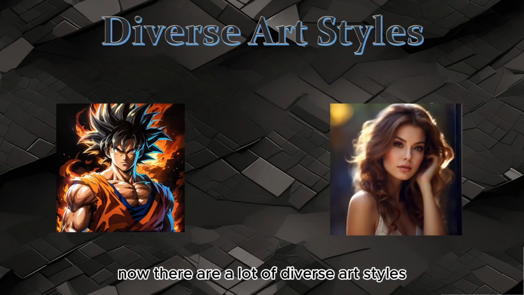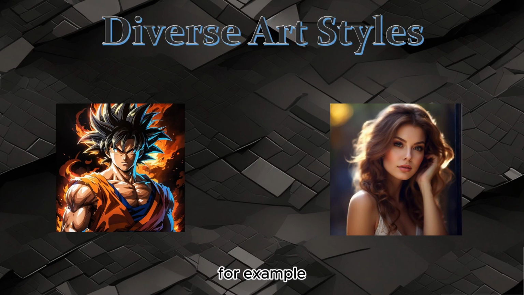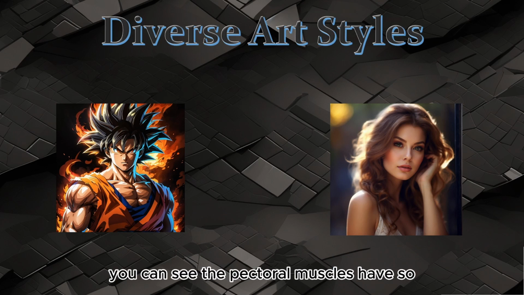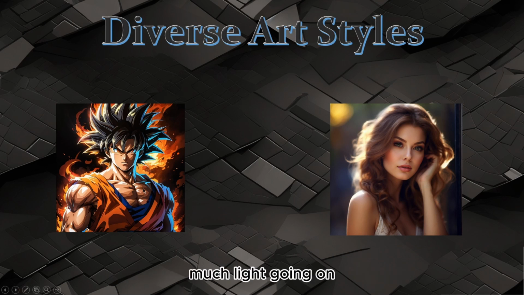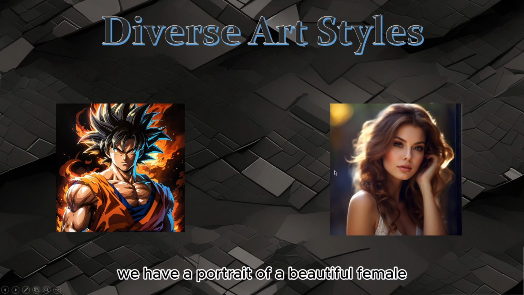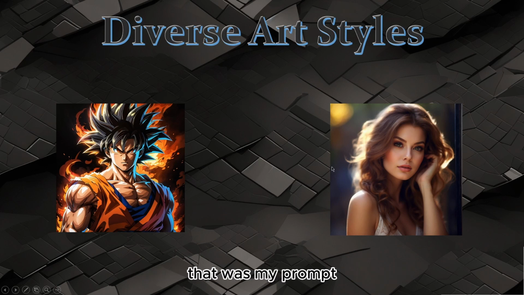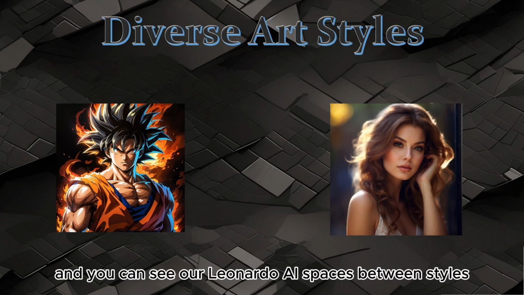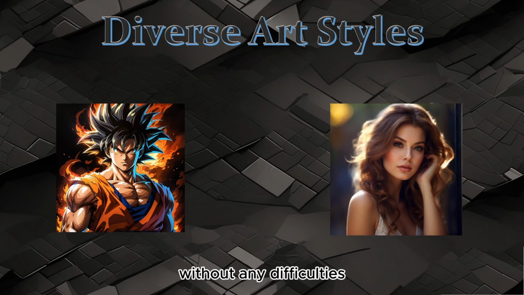Now, there are a lot of diverse art styles. For example, here, I've chosen two that have nothing to do with each other. On the left, we have Goku on an anime prompt, and look at the definition. You can see the pectoral muscles have so much light going on. This is absolutely crazy. And then on the right, we have a portrait of a beautiful female. That was my prompt. Hyper realistic. And you can see how Leonardo AI moves between styles without any difficulties.